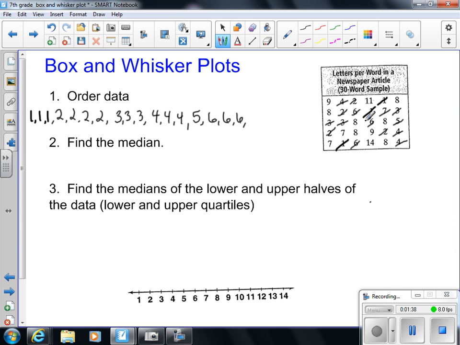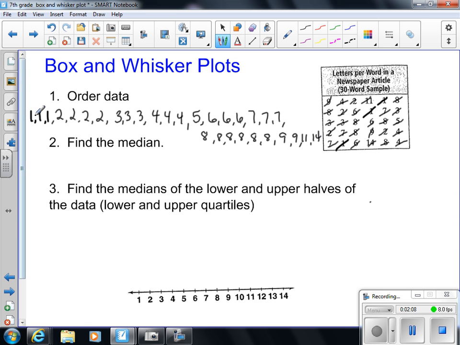7s. 3 is a popular number. 8s. 5, 6. And 9s. 2. And it doesn't look like we have any 10s. 11 and 14.